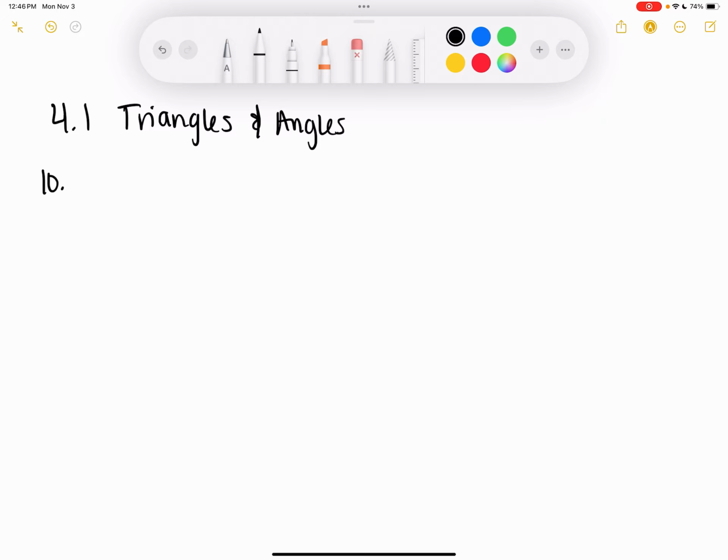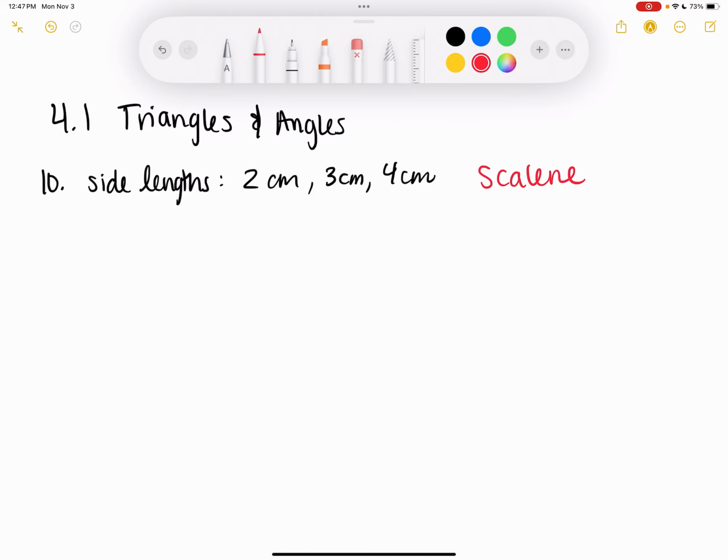So number 10, they give us side lengths of 2 centimeters, 3 centimeters, and 4 centimeters. So what kind of a triangle has no side lengths that are congruent to each other? Scalene. Yep, scalene. And if you're so curious, that's letter B.